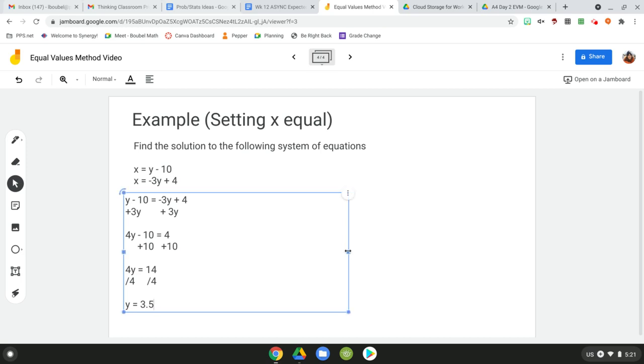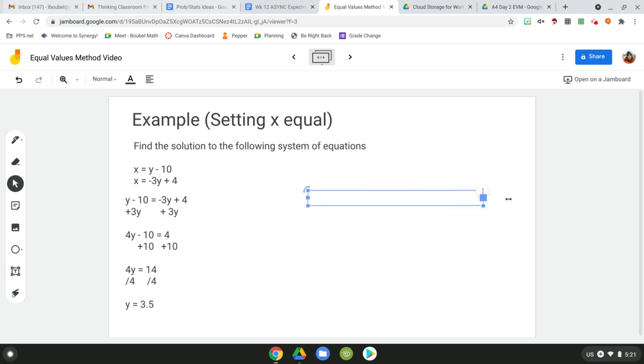Okay? So now that I solve for y, my next step is going to be to solve for what x needs to be here. Okay? So I'm going to use the first equation. x equals y minus 10. But instead of having y, I'm going to have x equals 3.5 minus 10. And I plug that into my calculator, and I get that x is equal to 6.5.